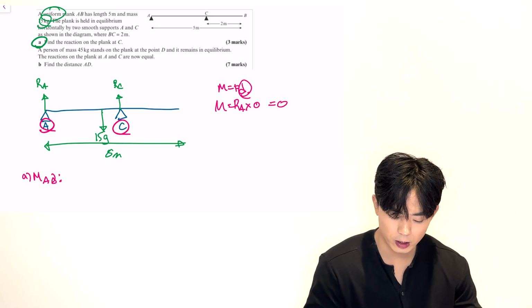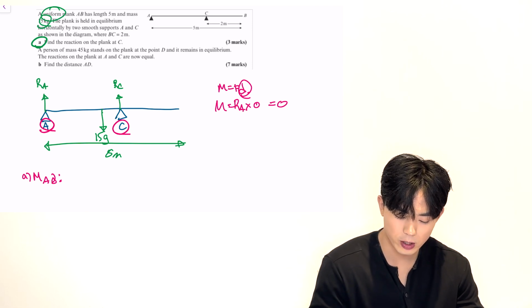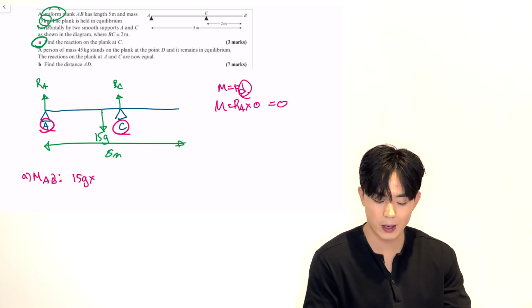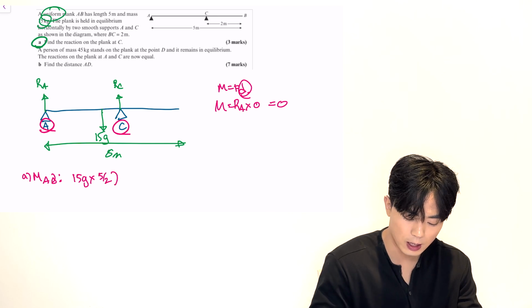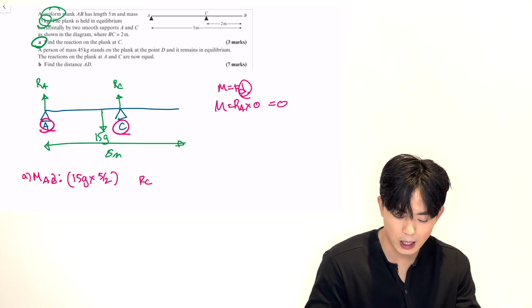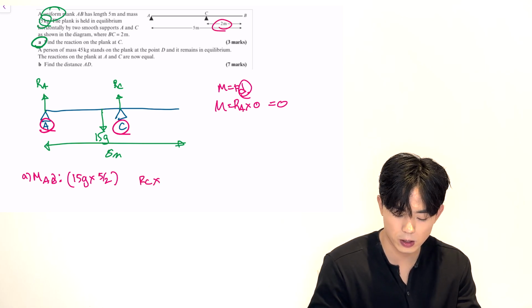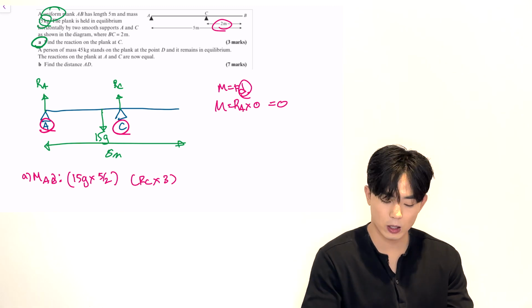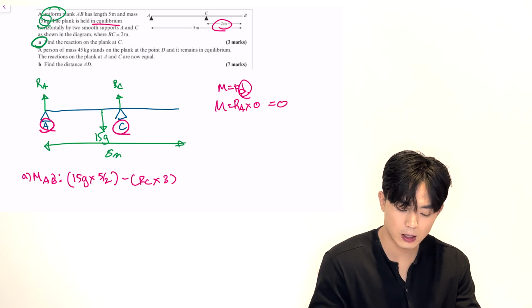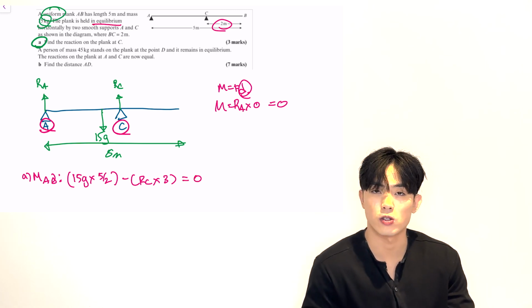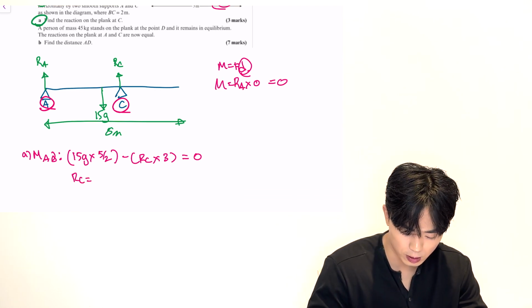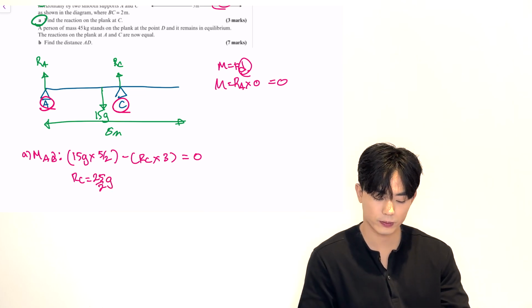So moments about A, clockwise is positive. We have this 15g, so 15g multiplied by the distance. As it says in the middle, if the whole plank is 5 meters, then half of that would be 5 over 2. It's going to act in a clockwise moment, so it's going to be positive. We also have RC times the distance. If this is 2 meters here, the distance will be 3, and this is going to act in an anti-clockwise motion, so it's going to be negative. Importantly, it says it's in equilibrium, so the moments will have to be equal to 0, which I can solve for RC, and we should get RC = 25 over 2 g.